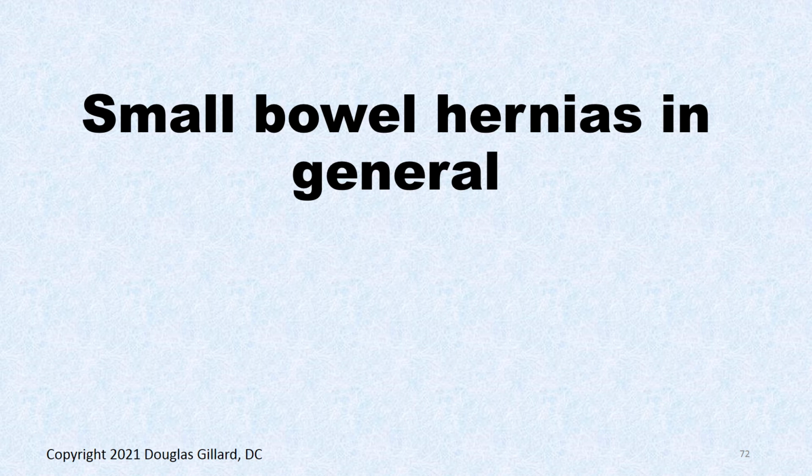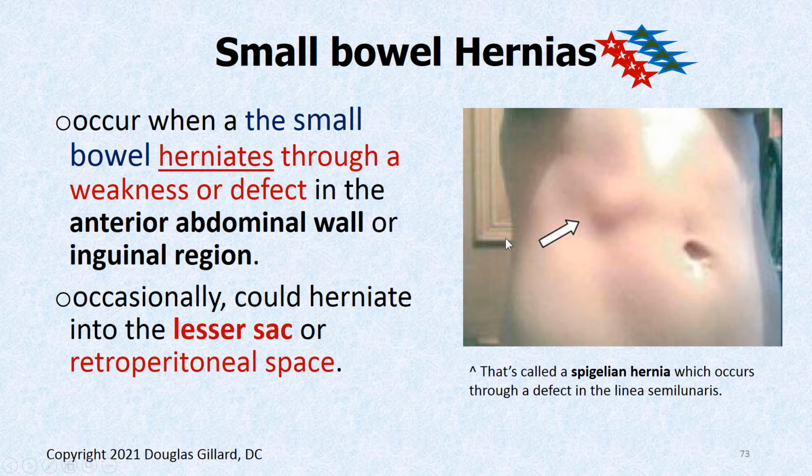All right, let's get into hernias now. Let's see how far we can go on this. So small bowel hernias in general. There's a Spigelian hernia right there. And the linea semilunaris, remember that one? So small bowel hernias, that occurs when the small bowel herniates through some type of defect in the abdominal wall. Like it loves to go where tendons are, like the linea semilunaris. Remember the linea alba, which runs like this.